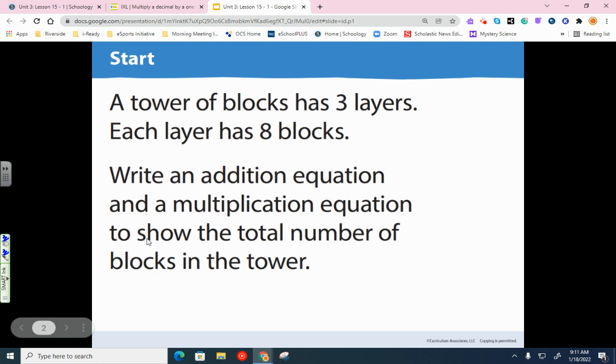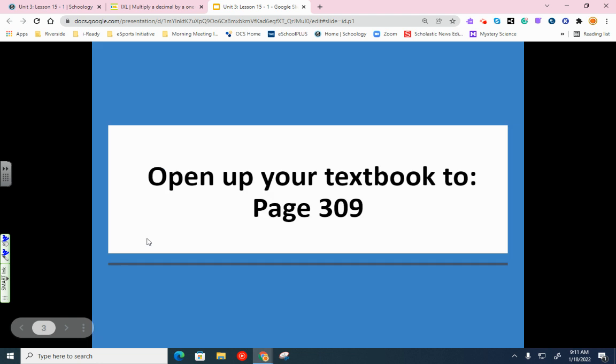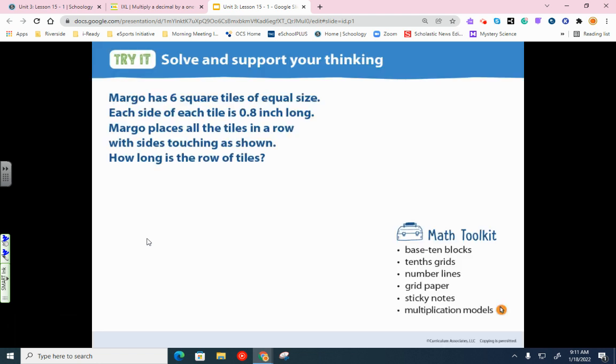Go ahead and open up to page 309. And let's talk about this one. And you have the picture in your book in front of you. So Margot has 6 square tiles of equal size. Each side of each tile is 8/10 inch long. Margot places all the tiles in a row with sides touching as shown. How long is the row of tiles? So we want the complete length from end to end of those tiles.